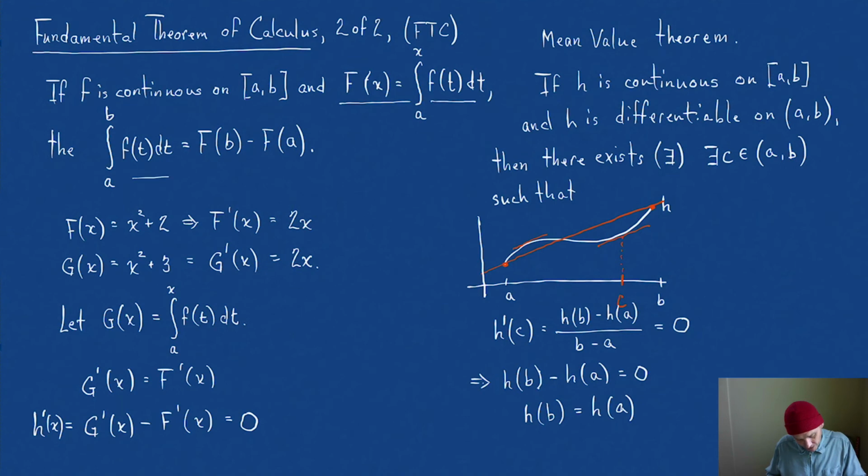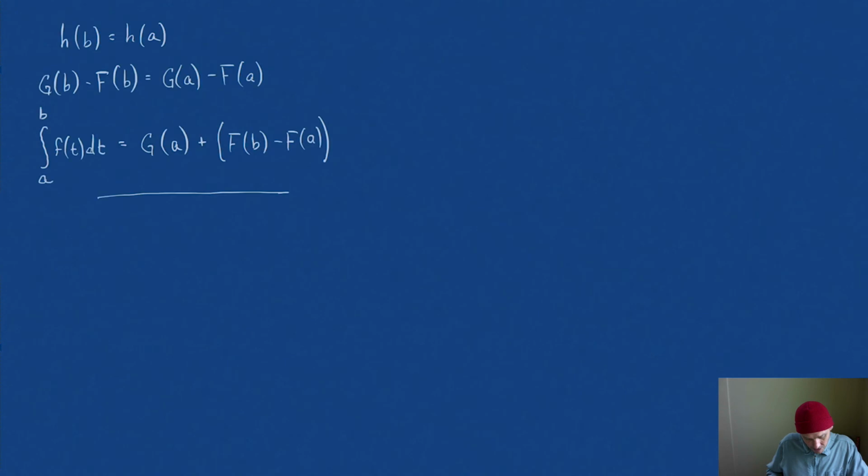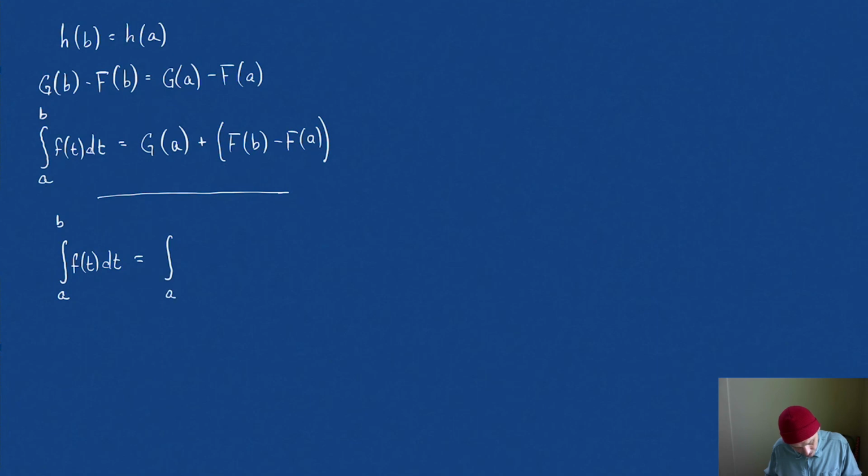Okay, here it is. That's what we were trying to show. We need this F of B minus F of A. Well, let's go back. I think we can finish this. I think we've got everything we need. So I'm going to come back and look at where we are. So this is equal to the integral from A to B of f of t dt is equal to the integral, well, G of A is the integral from A to A of f of t dt, plus we have F of B minus F of A.